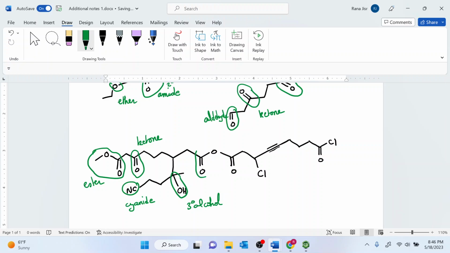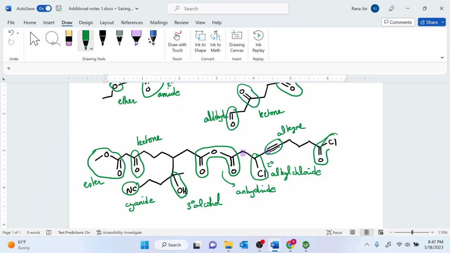Now I have here the carbonyl connected to an oxygen and then another carbonyl. I cannot separate those, so I have to circle all of those. And this is an anhydride. So you cannot say that this is an ester and this is a ketone. You cannot separate. Or you cannot say this is a ketone, this is a ketone, and this is an oxygen. Also, you cannot separate. This is going to be an alkyl halide or an alkyl chloride to be specific. And that alkyl chloride is connected to a carbon and two carbons, so it is a secondary. This is an alkyne, and this is an acid chloride.